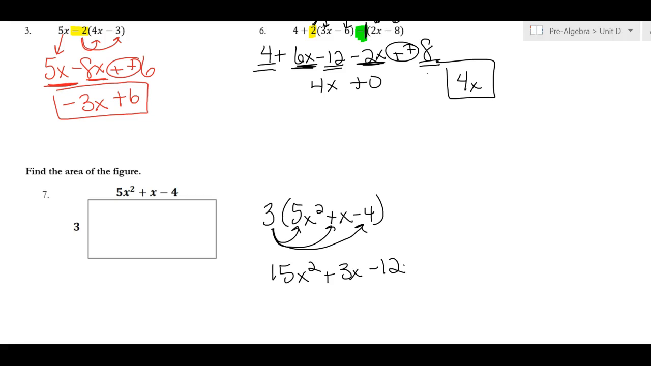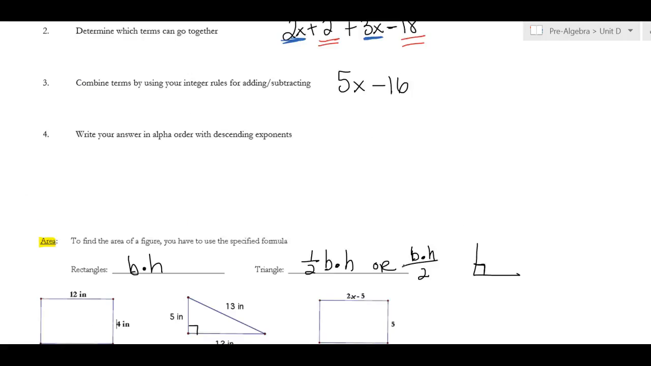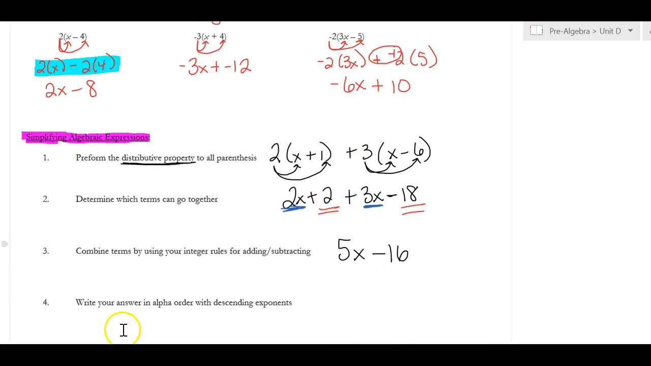So remember, area is base times height. For rectangles and parallelograms, pretty much almost all four-sided figures. Triangles are a little different. And then the steps, you distribute, and then you combine like terms.